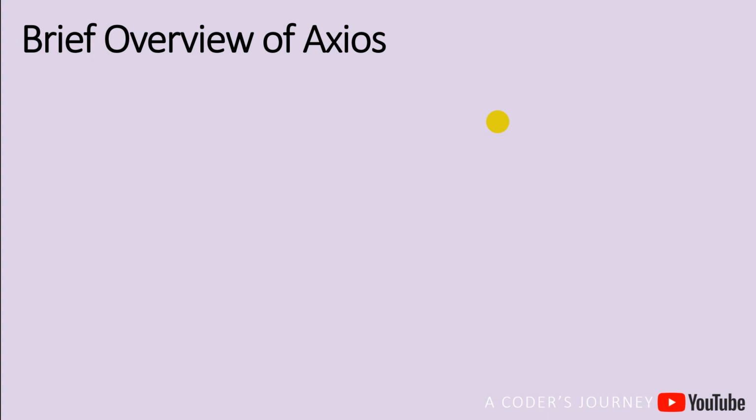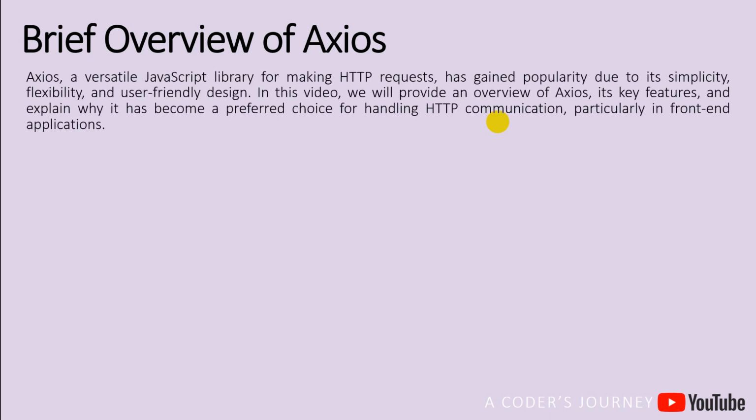Now let's talk briefly about Axios and why it is preferred compared to other alternatives. First and foremost, Axios, as I told you, is a versatile JavaScript library for making HTTP requests, and it is very popular because it is simple, because it is flexible and user-friendly. In this video, we will go over Axios. We'll talk about its features and explain why it has become one of the most preferred choices for handling HTTP communication with your backend APIs, especially in front-end applications.